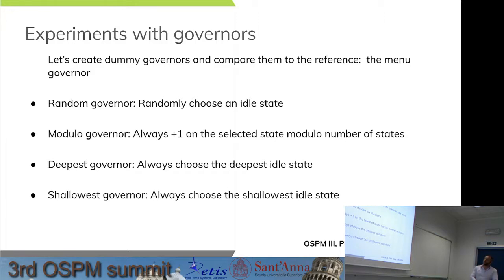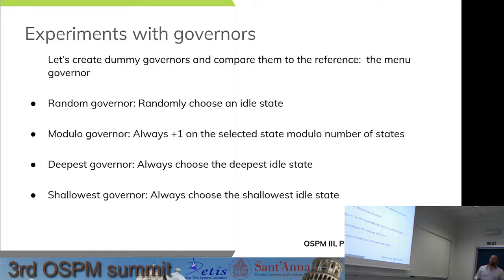So let's do some experiments. In order to compare, we wrote different governors. We have a random governor, which just picks one of the available idle states randomly. We have the modulo governor: it takes the decision from the menu governor and does +1 modulo the number of states, of course. That means this governor always makes a decision which is different from the menu governor.